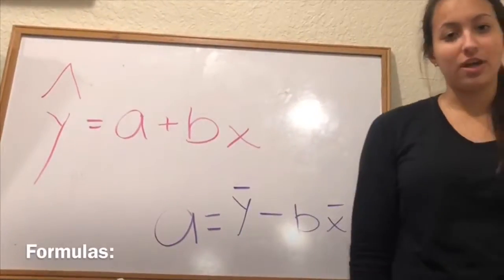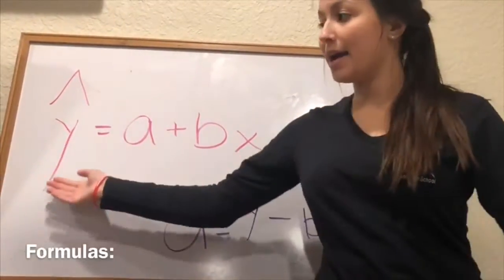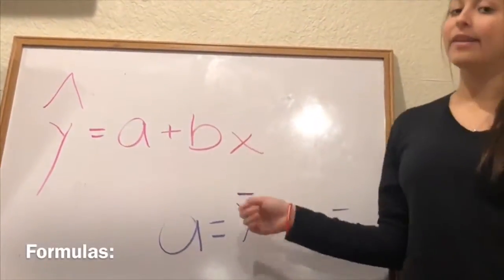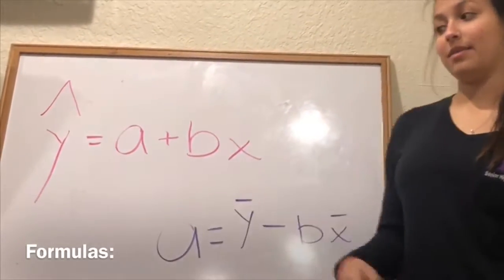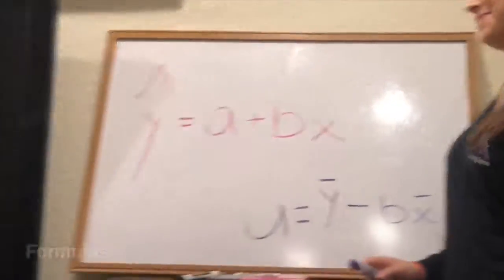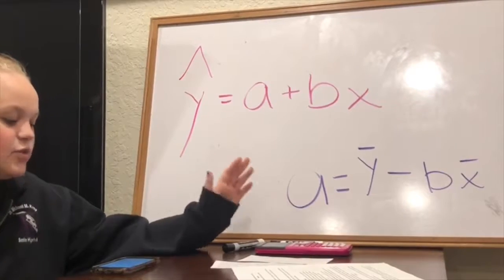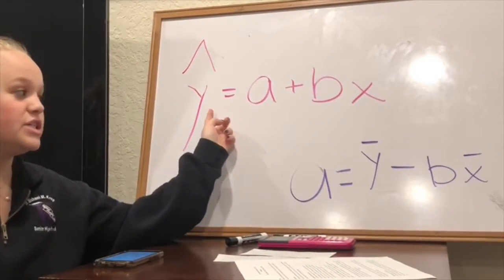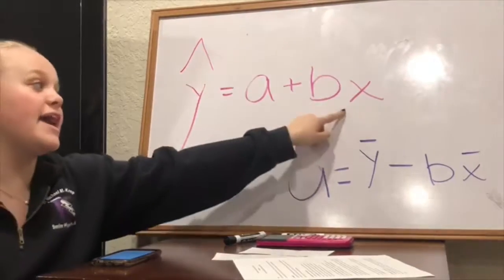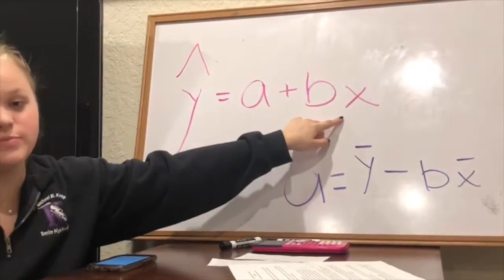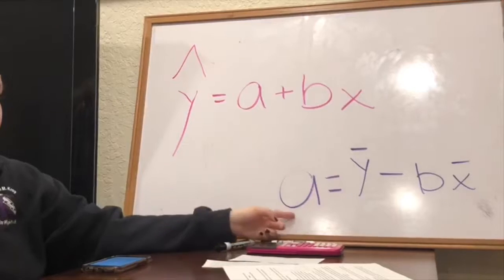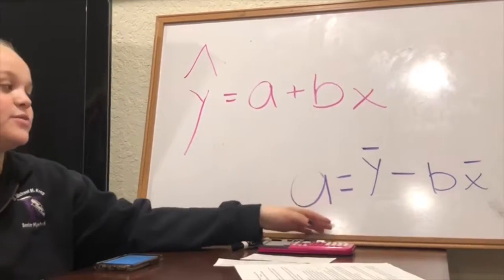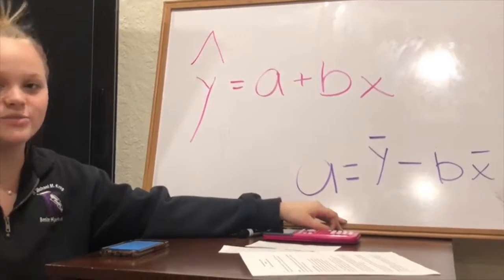The least squares regression line is always in the form of y hat equals a plus bx. The a is the y-intercept and the b is the slope. Here, a is the y-intercept, and we find this by substituting y hat in this equation for the mean of y, and x for x bar, which is the mean of x, and then just solving for a, and you end up with a equals y bar minus b x bar.